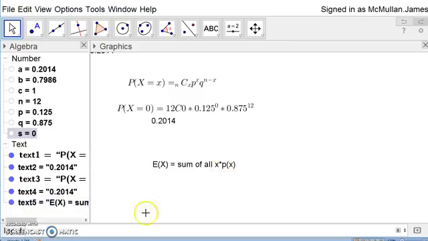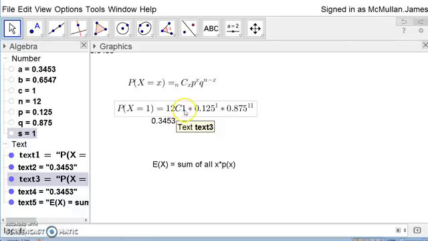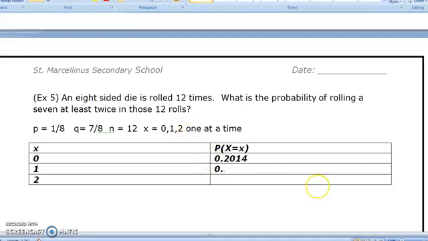Okay, for 1 success, right, we use the exact same formula as before. We just change this to a 1, put that as a 1, and drop that down to an 11, and we arrive at 34.53.